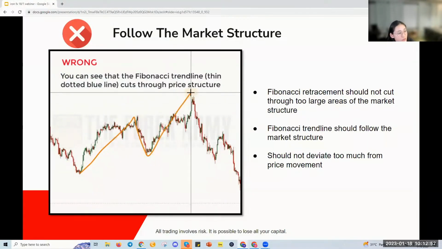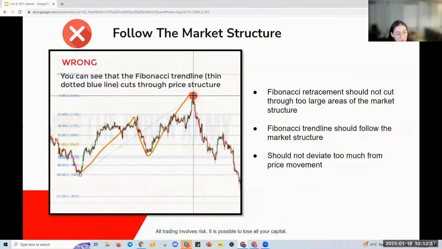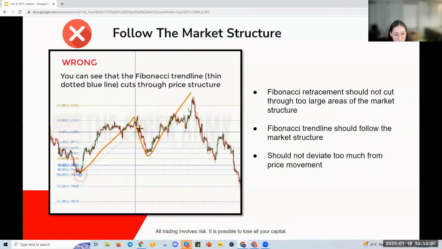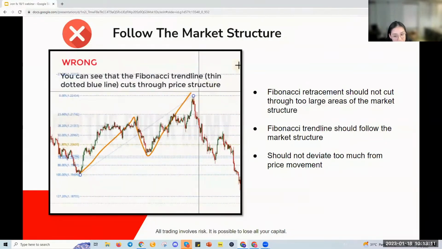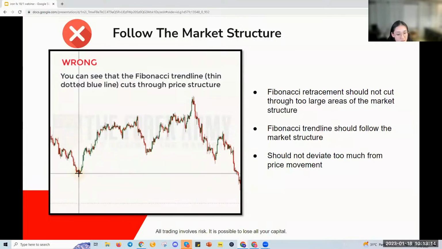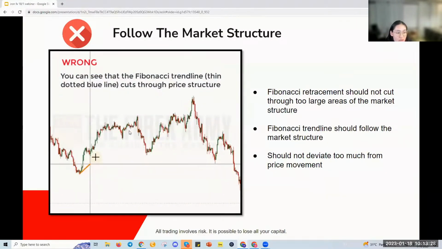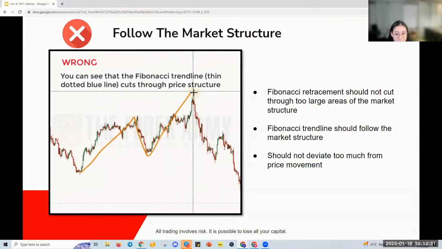You also want to make sure that you look for a very clear market structure. So Fibonacci retracements should not cut through too large areas of the market structure. You definitely can, but it shouldn't deviate too much from the price movement. So in this case, we can see there is a zigzag structure, and the retracement drawn here cuts through the market structure, which makes it less effective. So when drawing your trend line, you want to make sure that it doesn't deviate too much. Because you can see from here, our starting point is here and our ending point is here, which cuts through a very large area of the price movement.